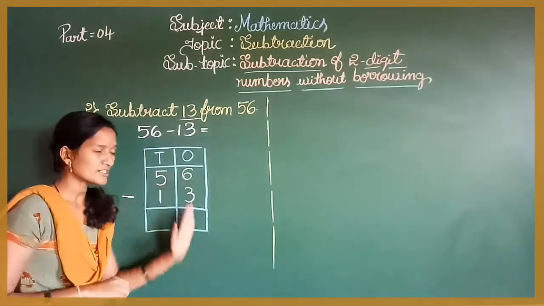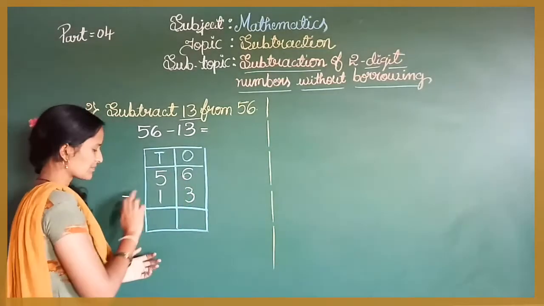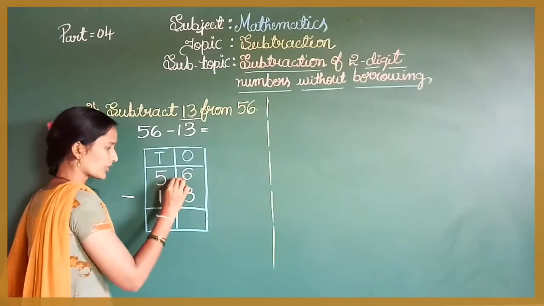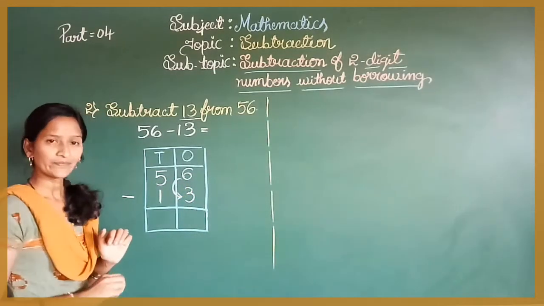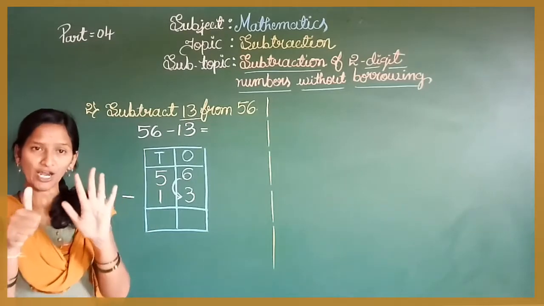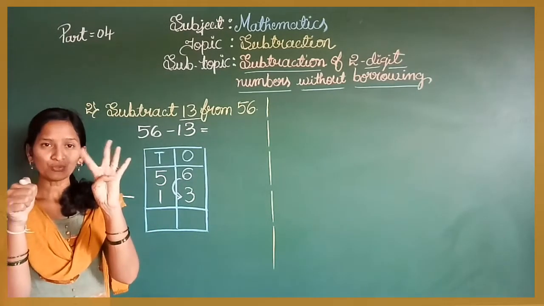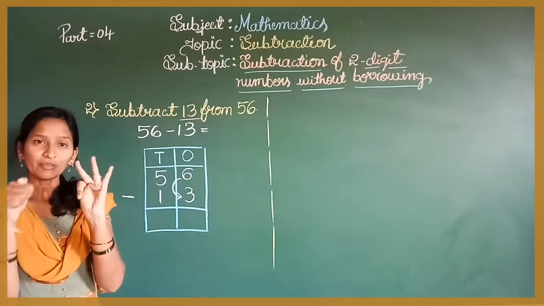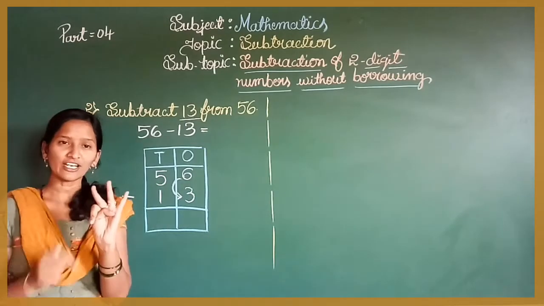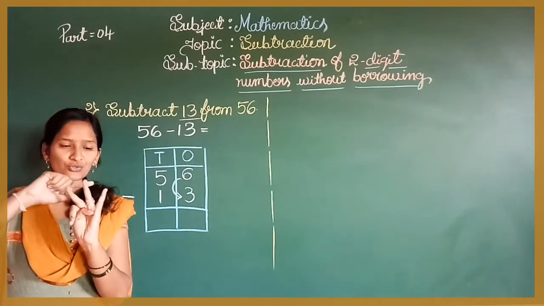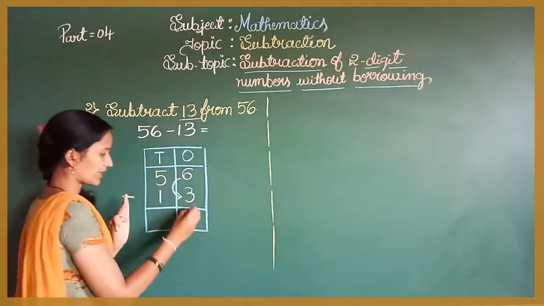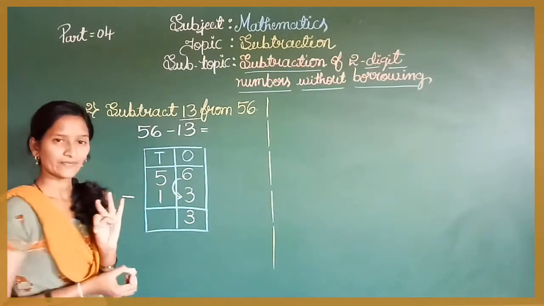Come to the ones column. 6 minus 3. Yes, what is 6 minus 3? In 6, you have to subtract 3. Look here. 1, 2, 3. See, after removing 3, how many fingers are left? 1, 2, 3. So, 6 minus 3 is 3.